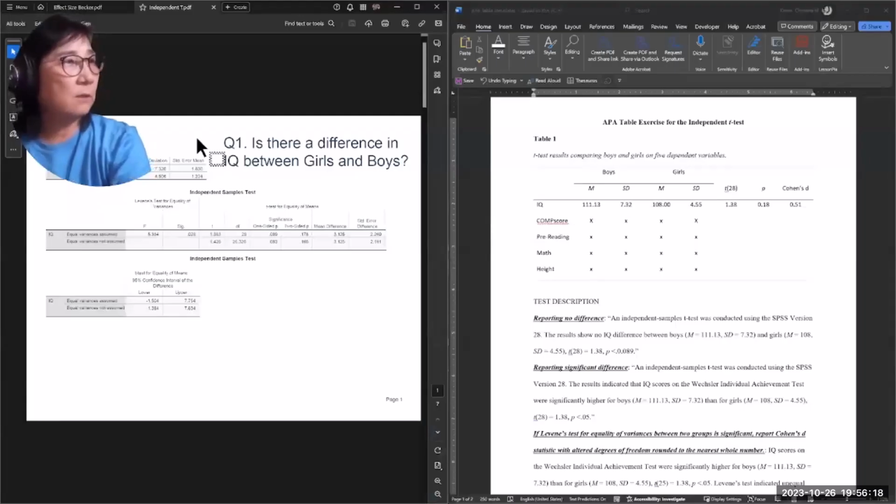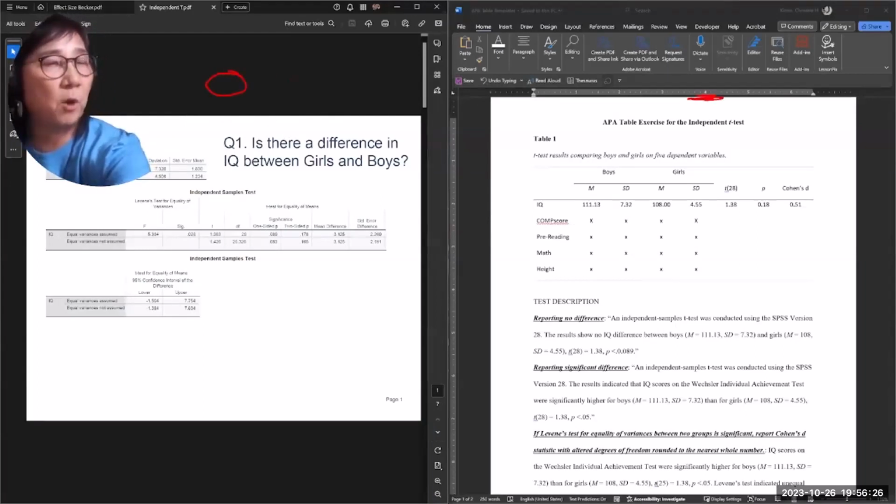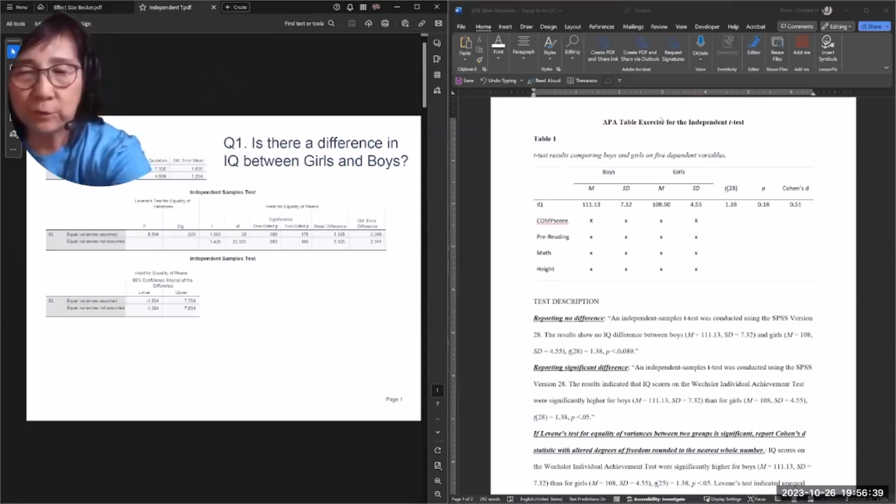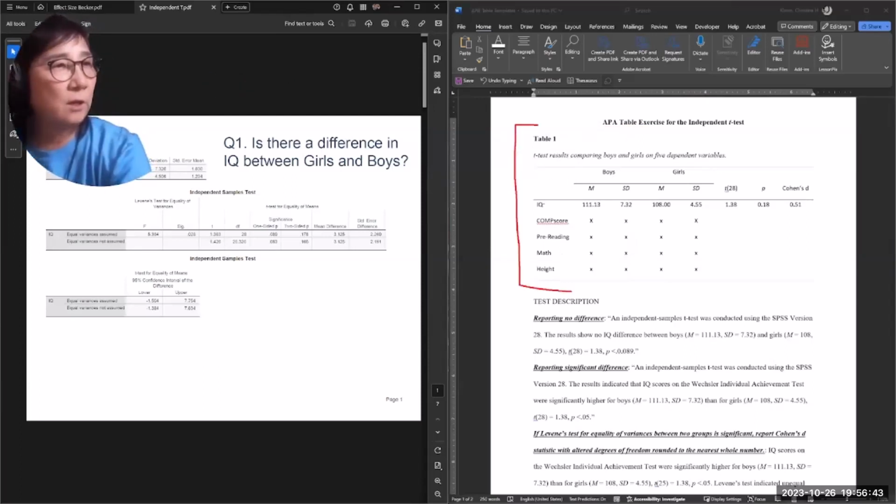Okay, so here is the one. This is the first one, SPSS output. And on my right is the APA table exercise for independent t-test reporting. I created the table. Here I have IQ, score, pre-reading, math, and height. Those are the 5 variables that I ran in SPSS.